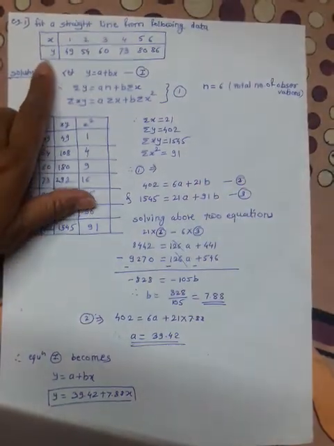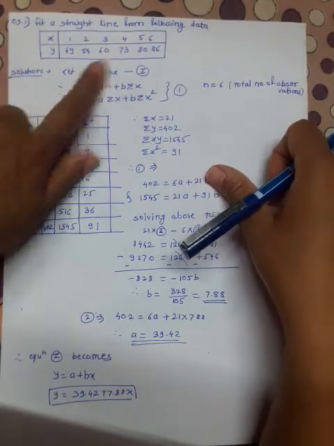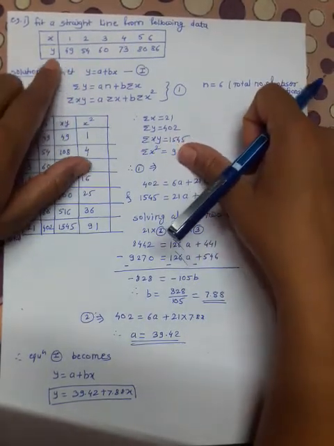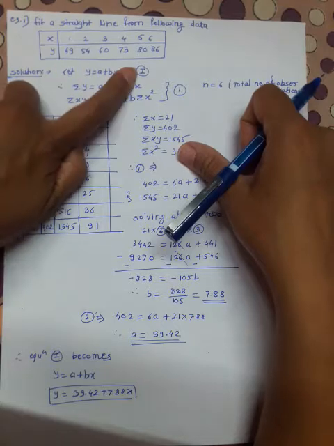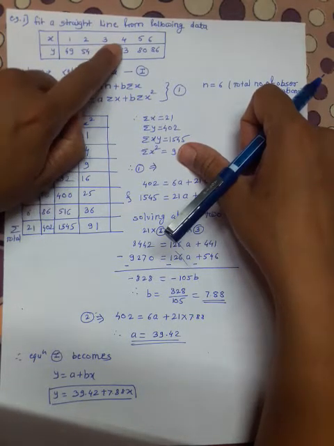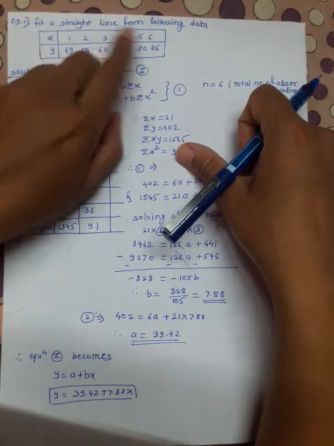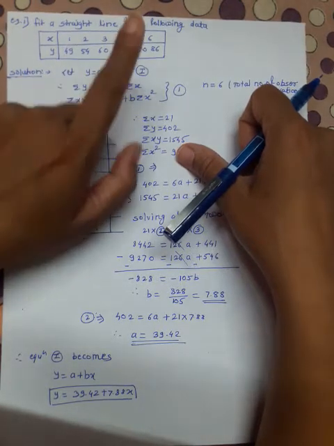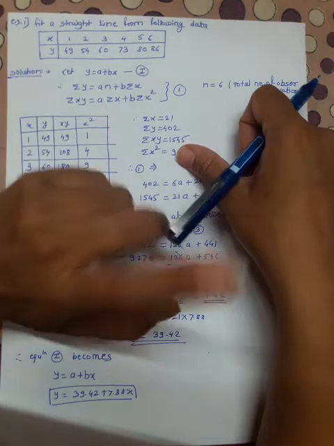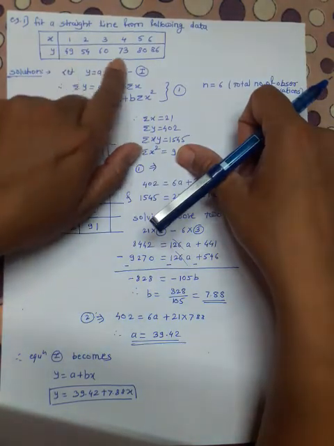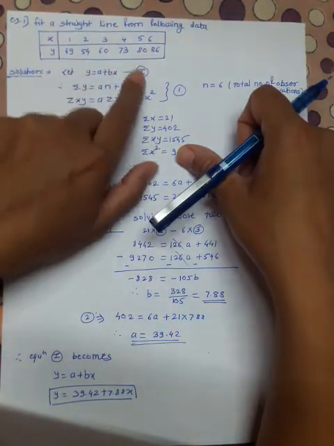Example number 1: fit a straight line to the following set of data. These are x values, these are y values. Okay, 1 2 3 4 5 6, we have to count the total number of observations. These are a total of 6. That's why the n value in this particular example is 6, and the corresponding y values are given as ordered pairs.